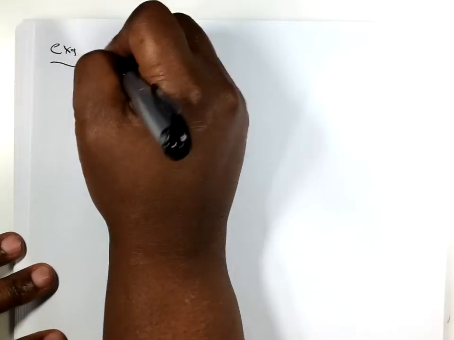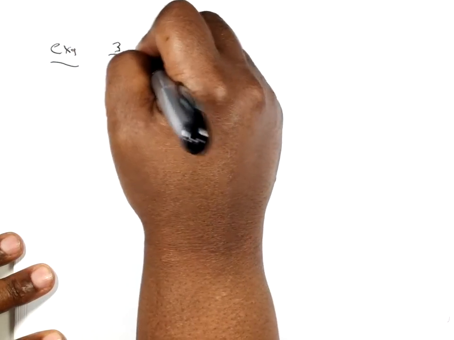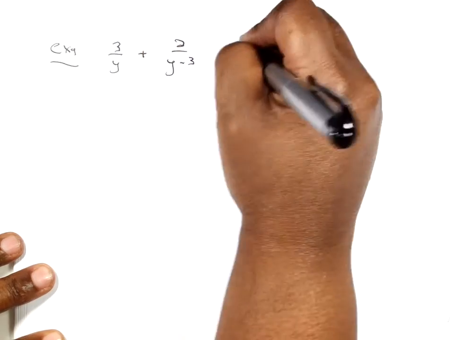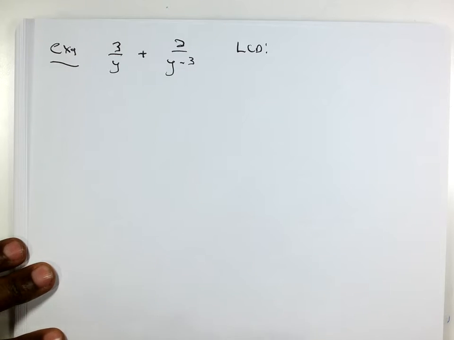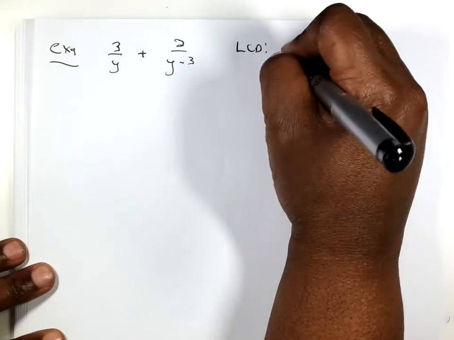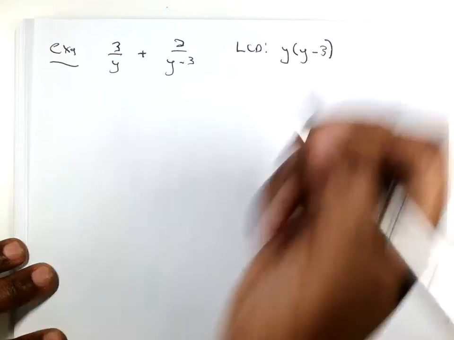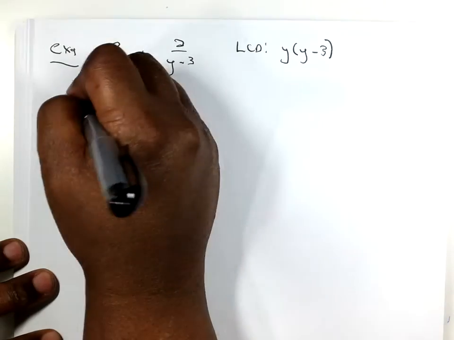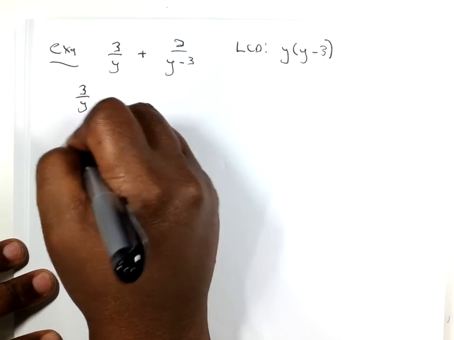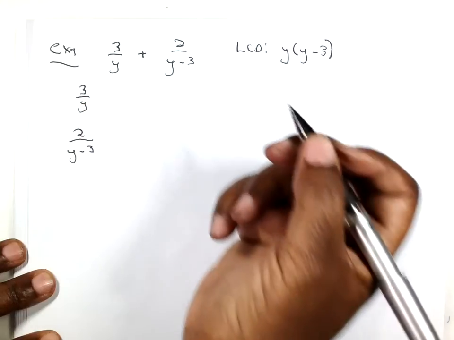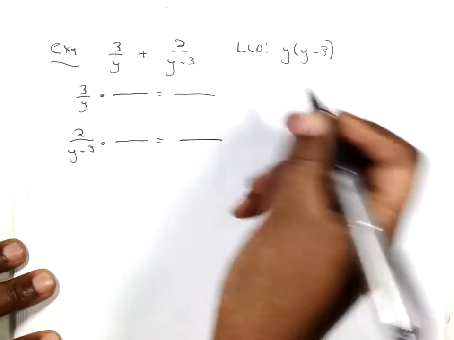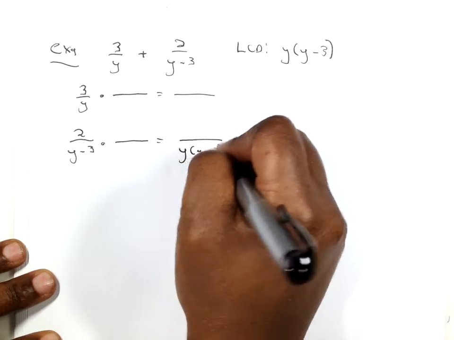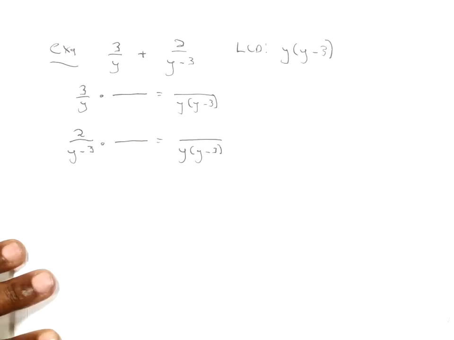For my next example, I have 3 over y plus 2 over y minus 3. Well, I can't turn a y into y minus 3 or vice versa. They're not multiples of each other, so they don't have any common factors. They're considered relatively prime. So my LCD is just multiplying those two together. So we have 3 over y and 2 over y minus 3. My LCD is y times y minus 3. So I'm putting those on the bottom.